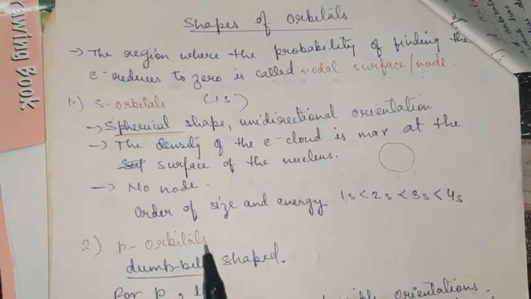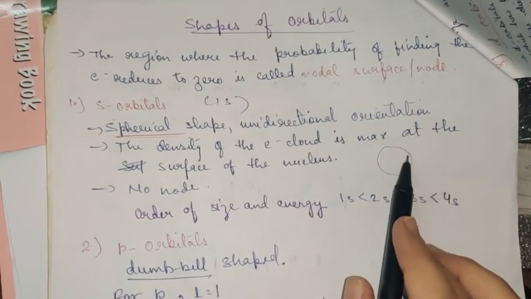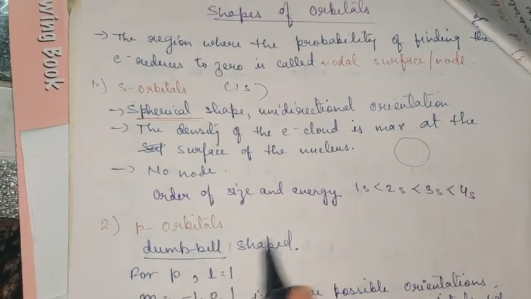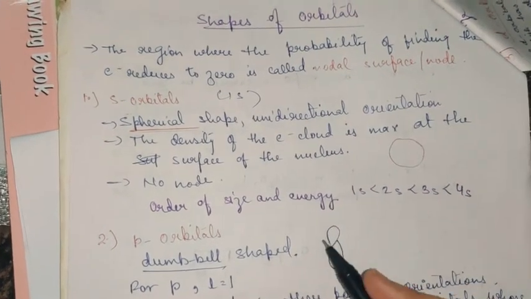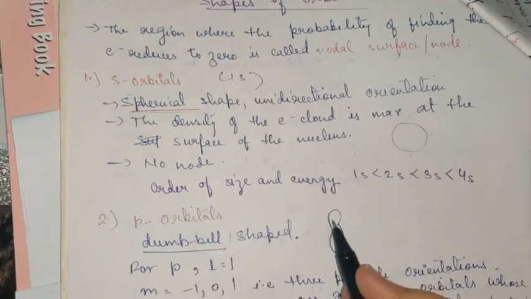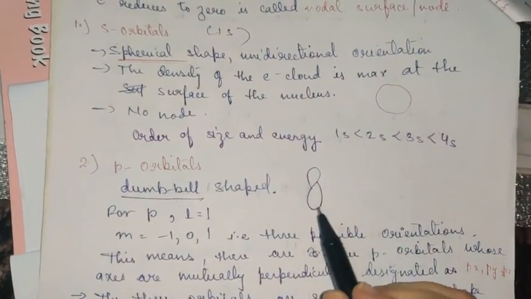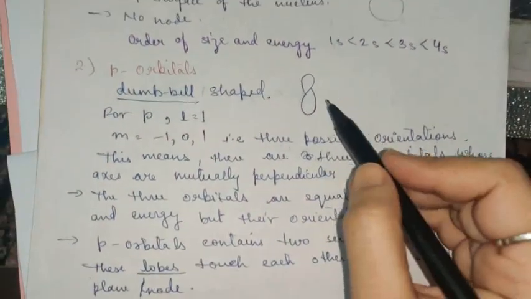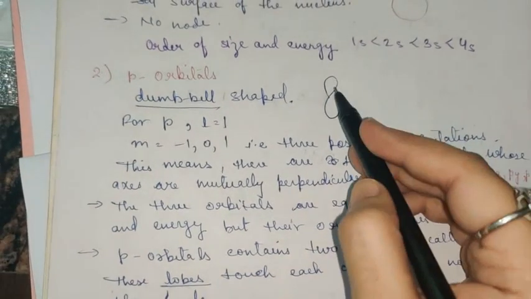Now coming to the p orbital. The p orbital has a dumbbell shape. What is a dumbbell shape? Boys must be very well aware of this shape. This is known as a dumbbell, because it helps in bodybuilding. A dumbbell appears like this roughly. So children, the p orbital appears like this. It has two lobes.